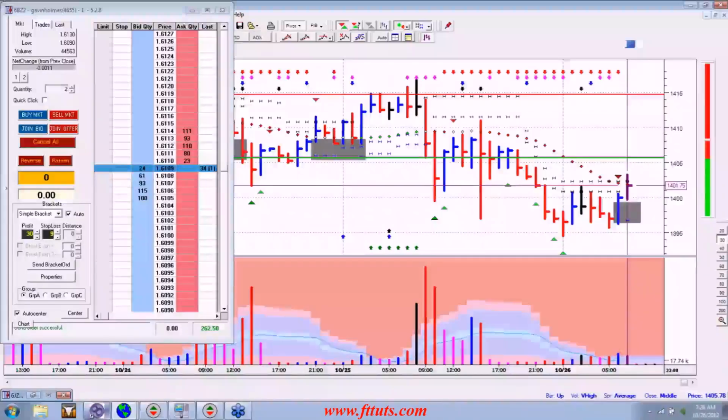But the gold has just had a fantastic move. Let's just see if I can get the charts. This damn thing is always in the way.